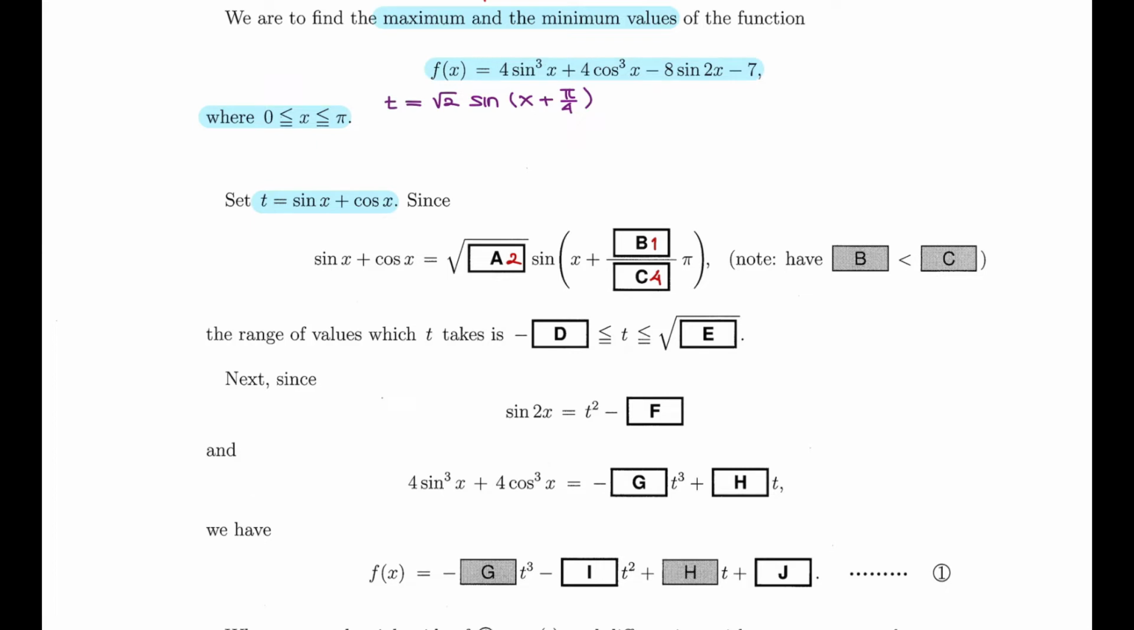We want to find the maximum and the minimum value of t. How to find the minimum and maximum value of t? We can imagine the graph of sin x, or basically square root 2 sin x. Square root 2 here is the amplitude of the sine graph. So if I draw the sine graph from x equals 0 until pi with amplitude of square root 2, my graph should be like this.